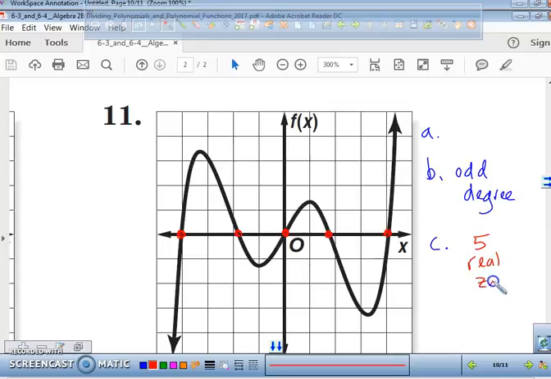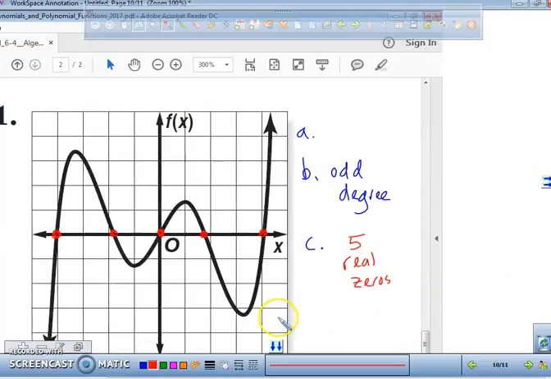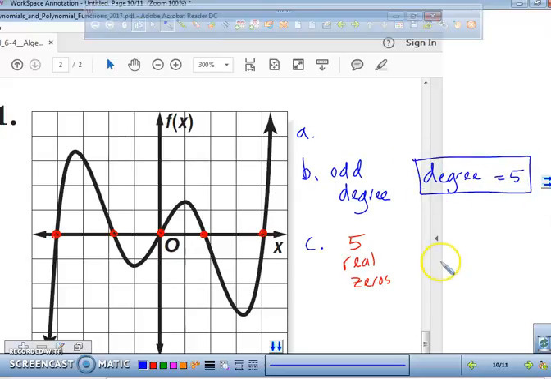real zeros. By the way, the degree of this polynomial function, everybody, if I said, what's the degree of this, without even telling you the function, the degree would equal a 5th degree polynomial function. This would be y equals something x to the 5th. But you probably have an x to the 4th and an x to the 5th. That's what causes it to go up and down.